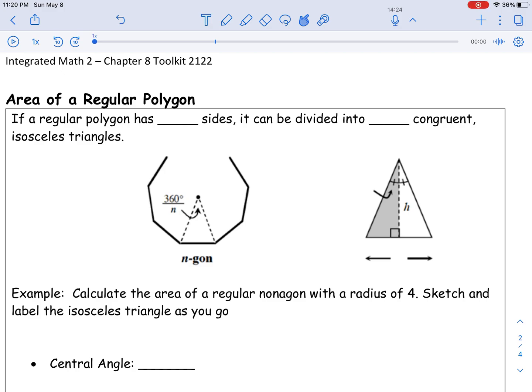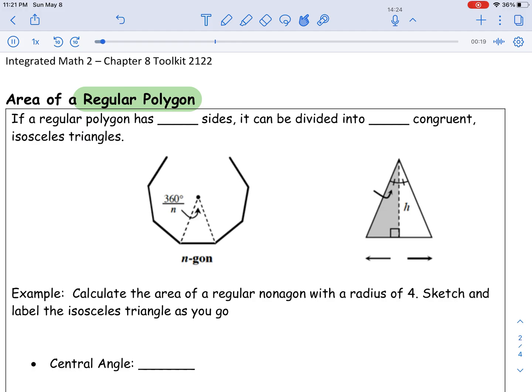Regular polygon. When I'm trying to find the area of a regular polygon, I can't find the area of the whole polygon at once, but rather I want to split my polygon into smaller shapes to help me find the total area.